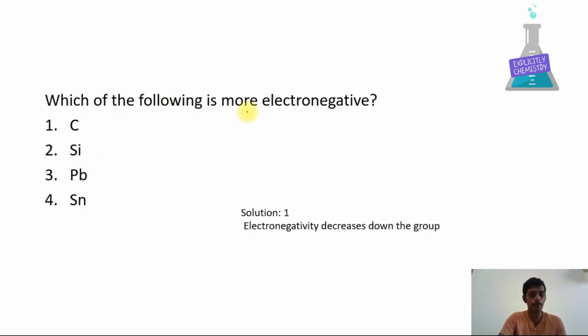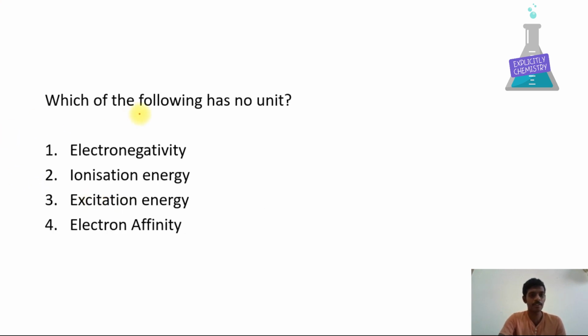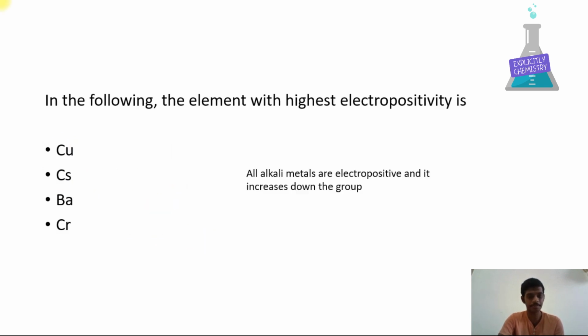Which of the following is more electronegative? The options given are carbon, silicon, lead and tin. The answer is carbon. Why? Because electronegativity decreases down the group. The question asks which is more electronegative, so carbon is more electronegative and tin is less electronegative. Which of the following has no unit? Electronegativity has no unit, because energy has a unit and electron affinity also has a unit.